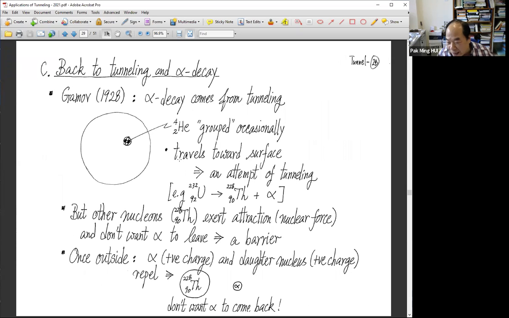So let's get back to the motivating problem, alpha particle decay, okay? So again, we have an alpha particle trapped inside the nucleus. It may come out through tunneling.